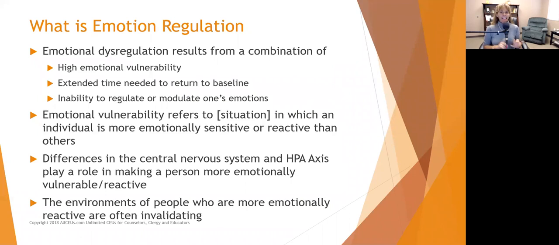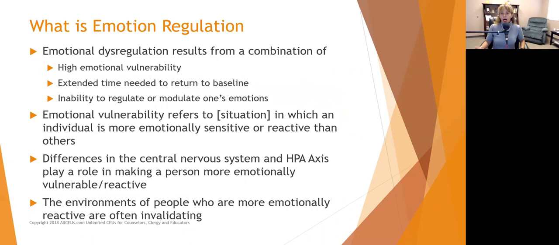And an inability to regulate or modulate one's emotions. So people who are emotionally dysregulated have difficulty or don't have the skills yet in order to modulate their emotions so they don't go from fine to devastated, helping them find that gray area in there.